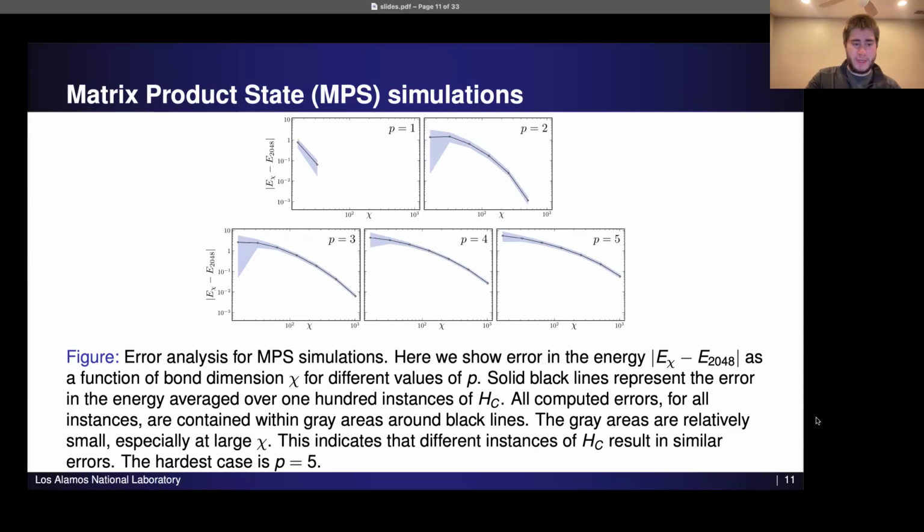These solid black lines represent the error in the energy averaged over 100 instances. So here for all experiments, we look at an ensemble of 100 problems to see what happens to the aggregate. And all computed errors for all instances are contained within the gray regions around the black lines. And interestingly, at P equals 5, we actually see that the gray areas are becoming relatively smaller. And this indicates that the different instances of the optimization problems result in smaller errors.